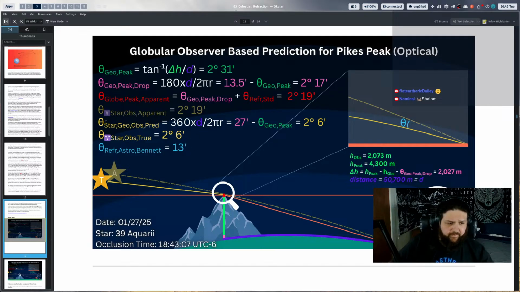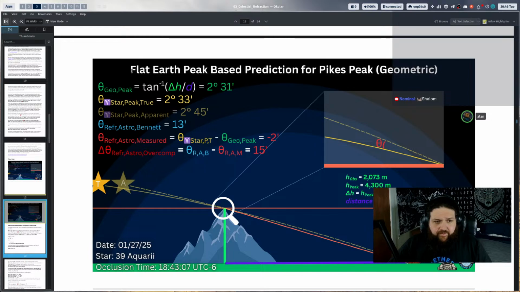Very nice. And we have the prediction for the drop over distance to the star's true position, which is given by 360 times the distance, which gives us 27 arc minutes. That's double the amount of the drop to the peak. And when we subtract that from the rise over run to the peak, we get 206, which gives us the true position of the star. And that actually matched as well. Very cool. Now we have astronomical refraction given to us by the Bennett formula for an angle of 2 degrees, 31 arc minutes above the horizon. He prescribes 13 arc minutes of astronomical refraction, not to be confused with terrestrial refraction.